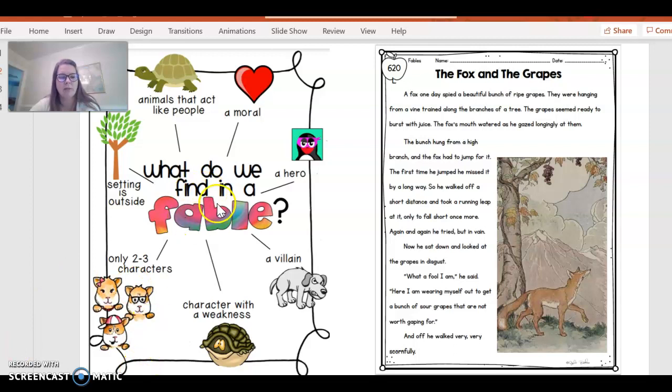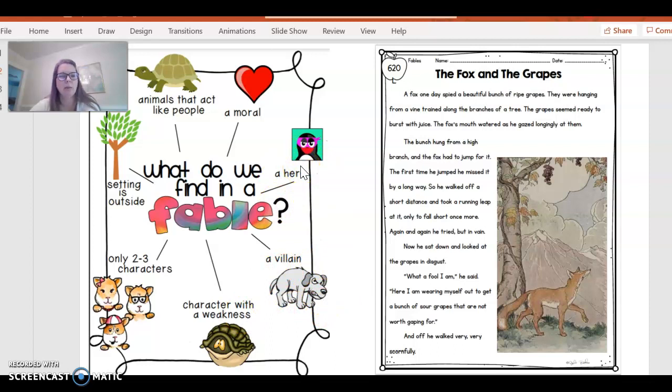So what do we actually find in a fable? So first of all, in a fable, it typically has animals that are acting like people. And so, for example, the tortoise and the hare, or the lion and the mouse, those would be fables. The setting is usually in one place and it's usually outside, okay? There are typically only 2 to 3 characters, so not a lot of people going in there. There's always one character who is a weaker one, so somebody who's not as strong. You also have a villain and a hero.